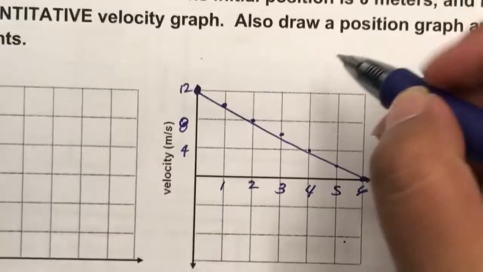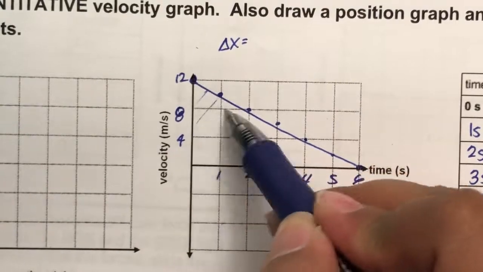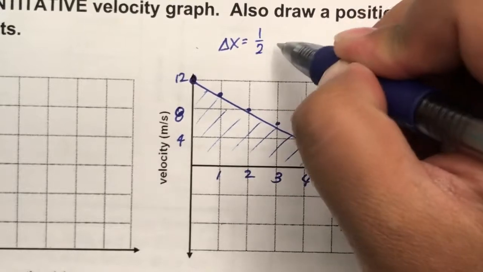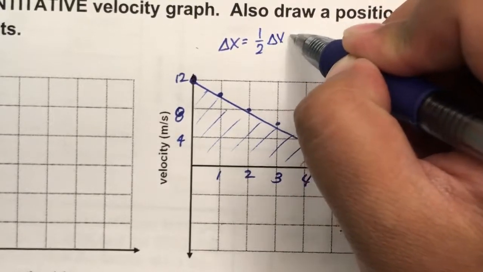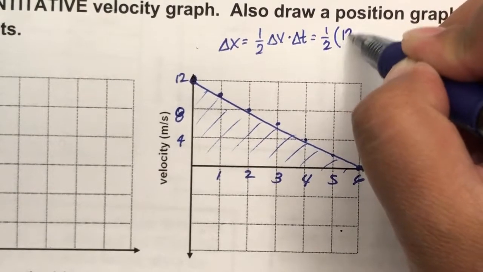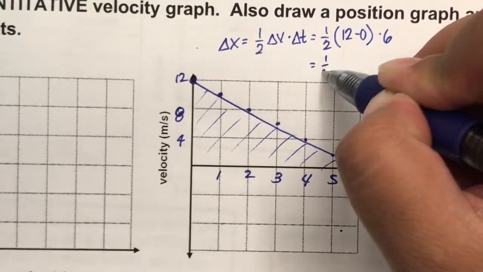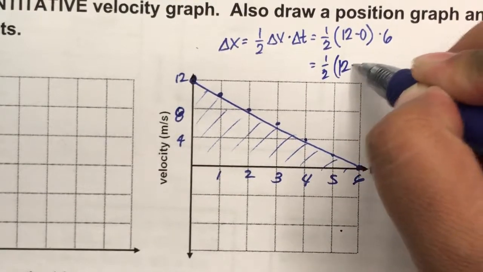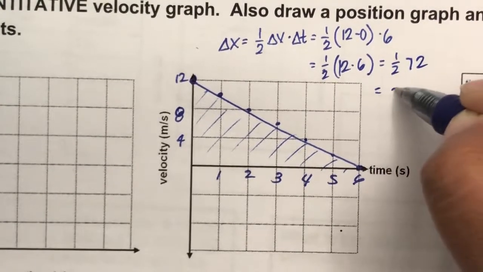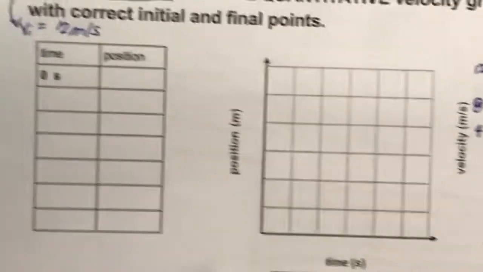To calculate the displacement, which is the area underneath the graph, we have 1/2 the change in velocity times change in time, which is 1/2 of 12 minus 0 times time, which is 6. So we have 1/2 of 12 times 6, which is 1/2 of 72, which is 36 meters.